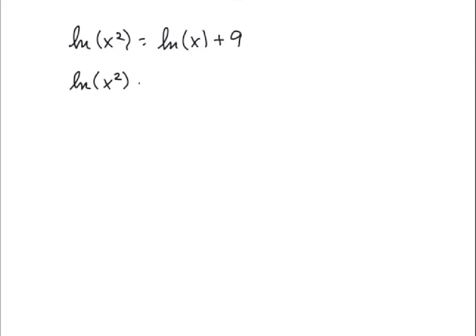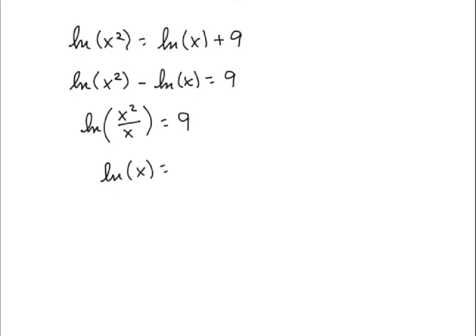Okay, so this is going to be natural log of x squared minus natural log of x equals 9, which means natural log of x squared divided by x, since we're subtracting, equals 9. So simplifying there, we get natural log of x equals 9. But that's equivalent to saying that x equals e to the 9. So when you are using this property of the inverse function, the function moves over to the other side and switches to the inverse function.